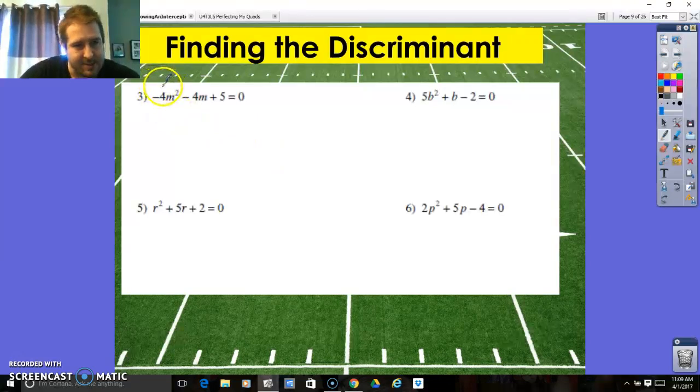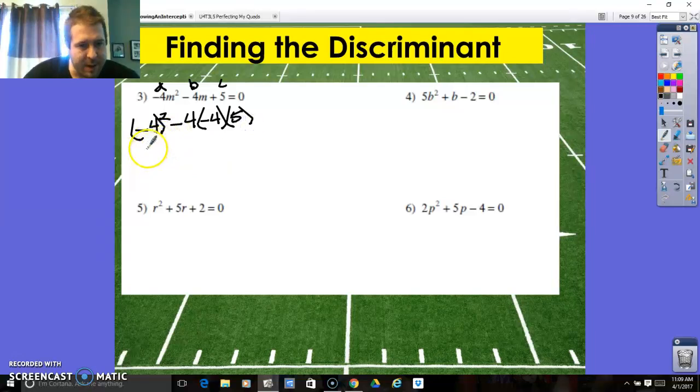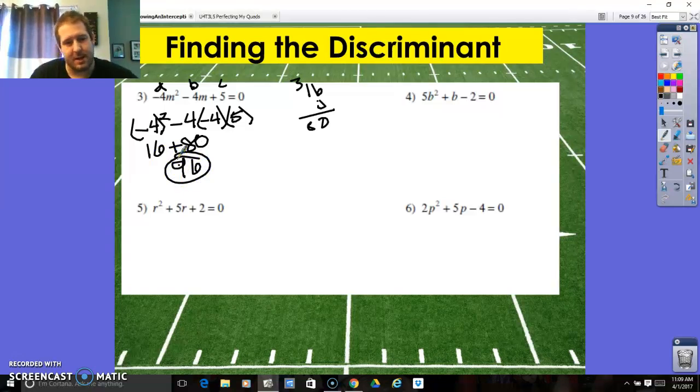All right, A in this case is negative 4, B is negative 4, and C is 5. So that's negative 4 squared minus 4 times A times C, which is 5. Negative 4 squared is 16. Negative 4 times negative 4 is 16. 16 times 5. Ooh, caught me off guard there. So what is that? That's 80. Okay. So 80 plus 16 makes 96. And since the discriminant is 96, that means it's going to have two real answers.